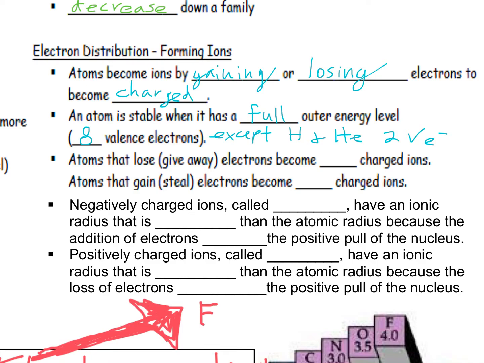Atoms that lose or give away electrons become positively charged. I've lost electrons, so now I have more positives than negatives. Atoms that gain or steal electrons become negatively charged, because now they have more negatives than positives. Negatively charged ions are called anions.